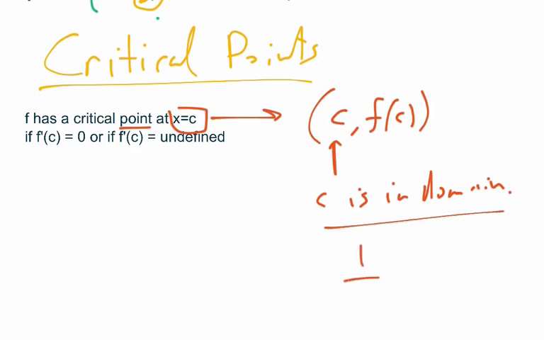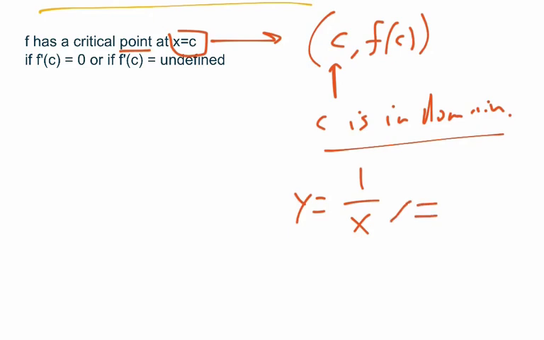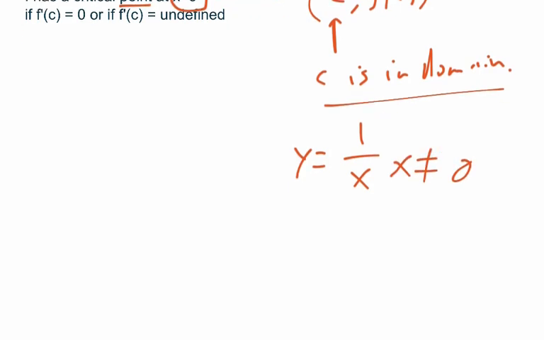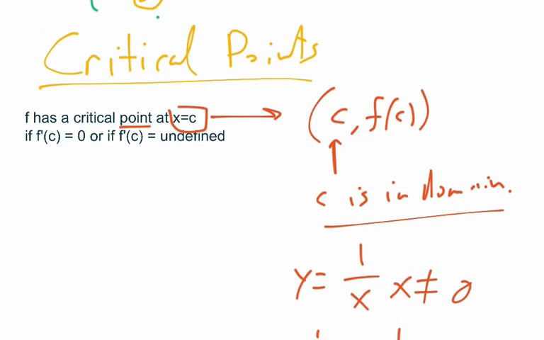A good example would be y equals 1 over x. X here cannot be 0. 0 is not in the domain. If I take the derivative, negative 1 over x squared, notice that the derivative would be undefined when x is 0. This does not make 0 a critical point. However, we'll still have to take that into consideration when we do the first derivative test. Let's see this in action with an example.